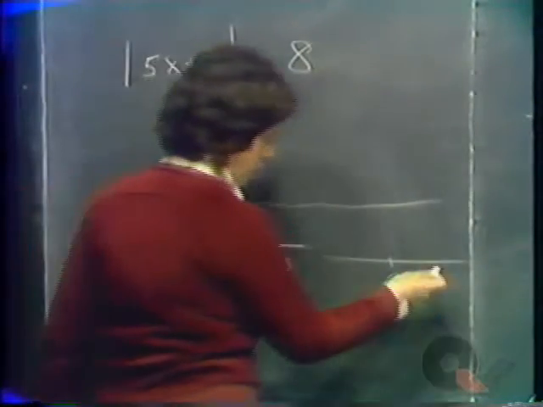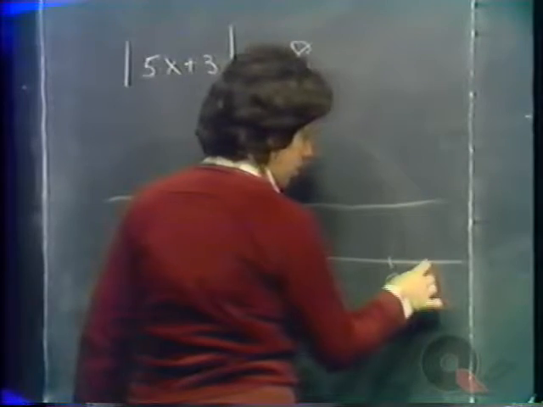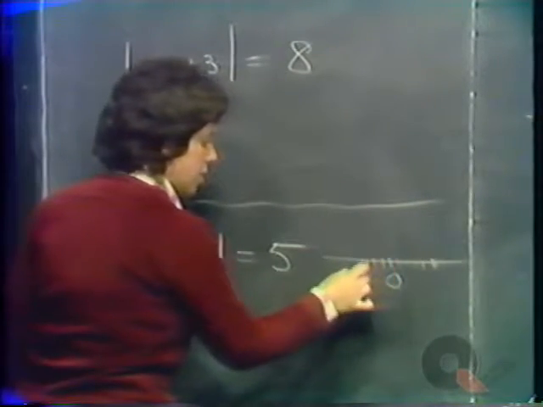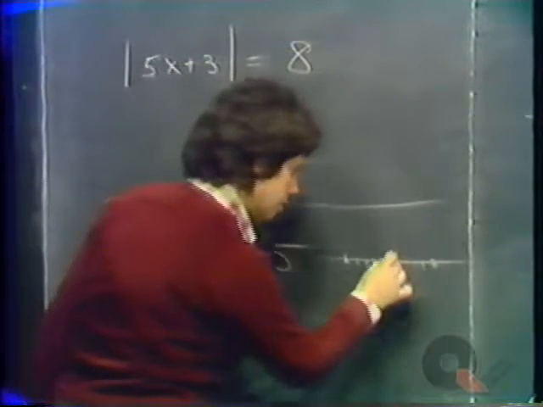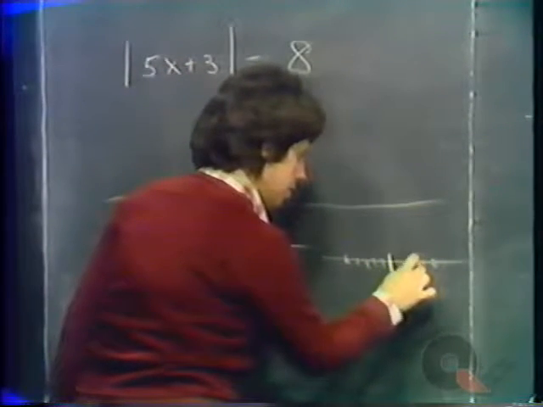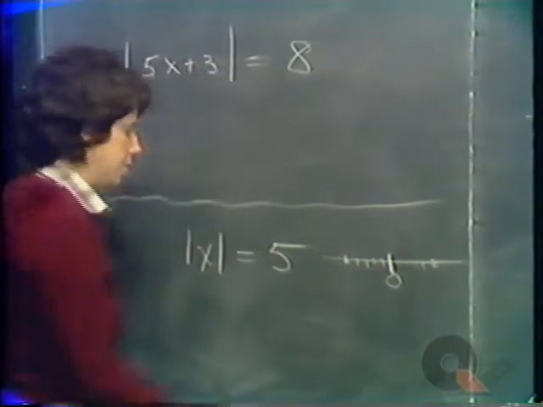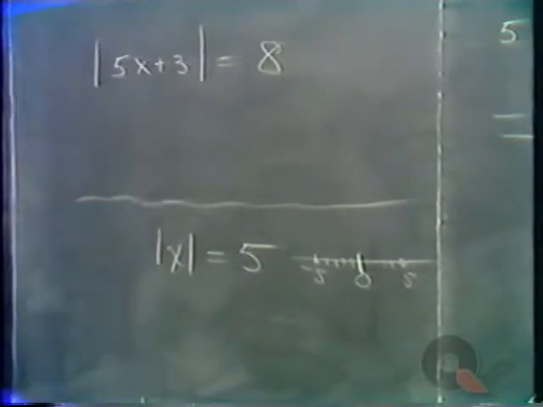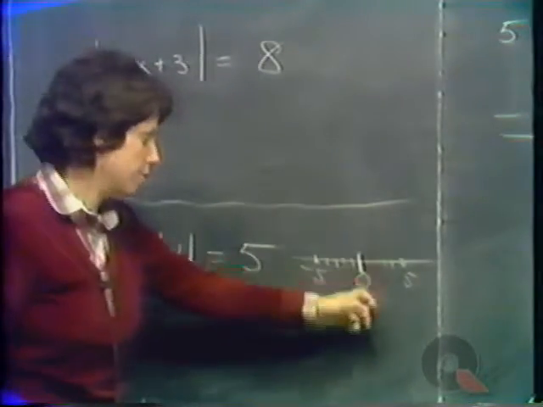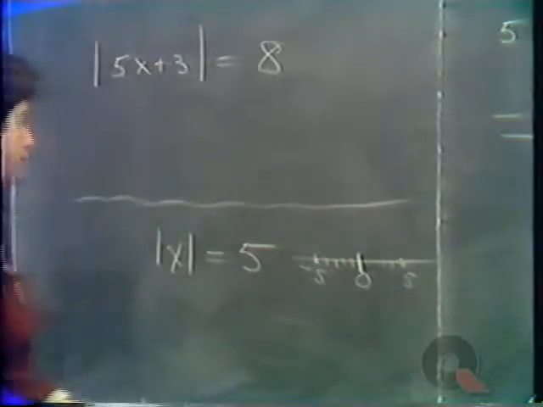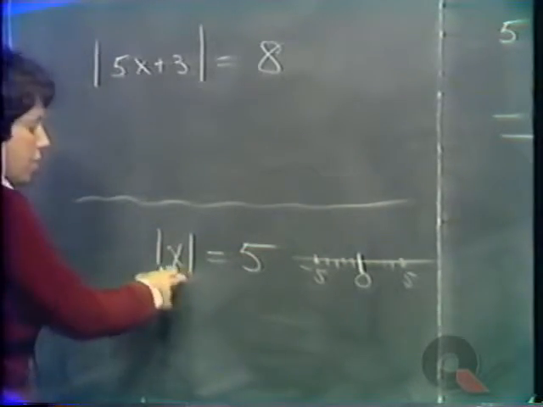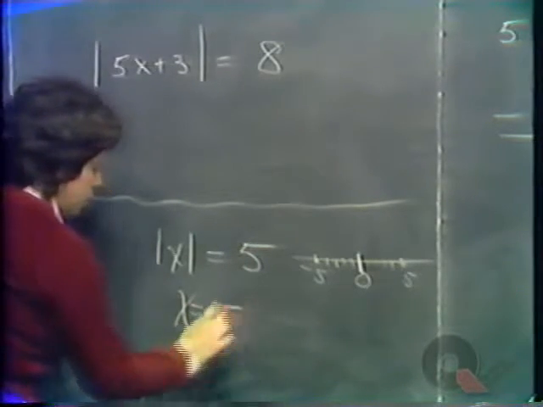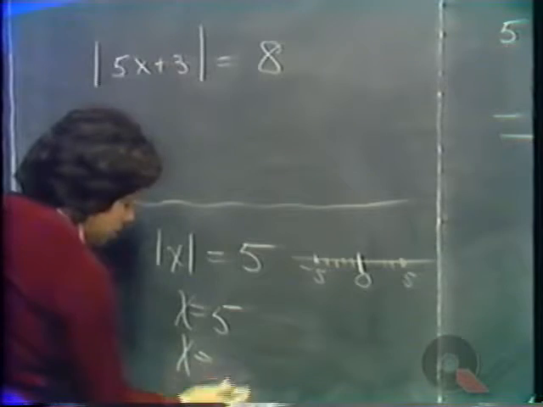Either the number x was 5 units to the right of 0, or it was 5 units to the left of 0. In other words, x could have either been 5 or minus 5. Its distance from 0 was 5, so it is either 5 to the right or 5 to the left. Or think of it this way. A number without its sign is 5. What was the number originally? Either x was 5 or x was minus 5.